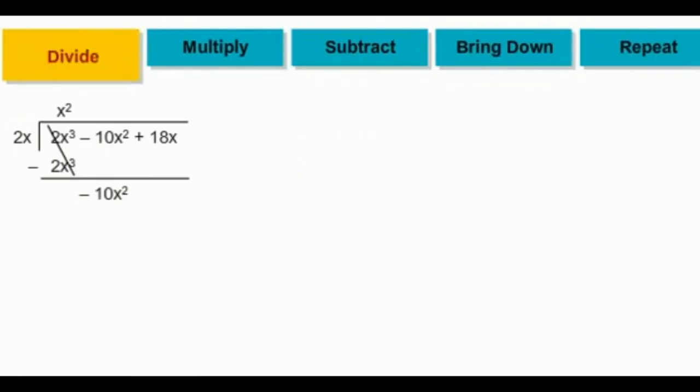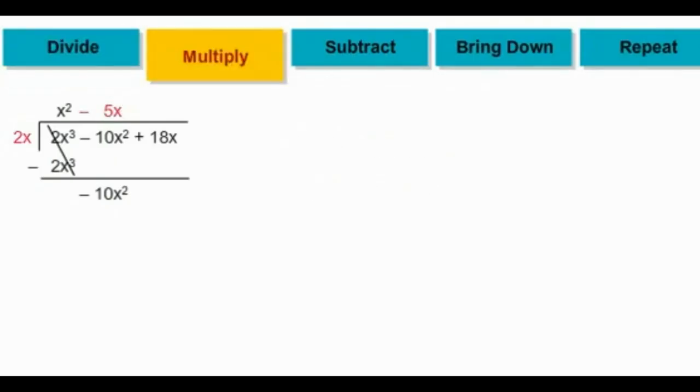Time to divide again. Divide negative 10x squared by 2x. You can think of it this way. Negative 10 divided by 2 is negative 5. But what is x squared divided by x? Subtract the exponents. So negative 10x squared divided by 2x is negative 5x to the first power, or just negative 5x. Place this above the second term of the dividend.